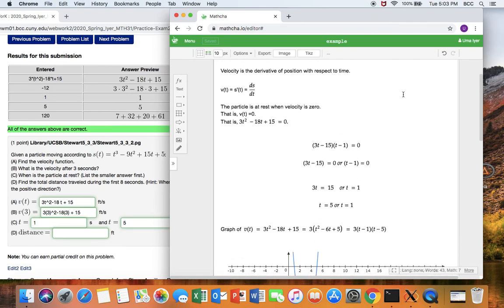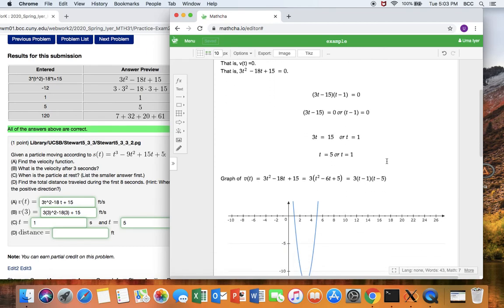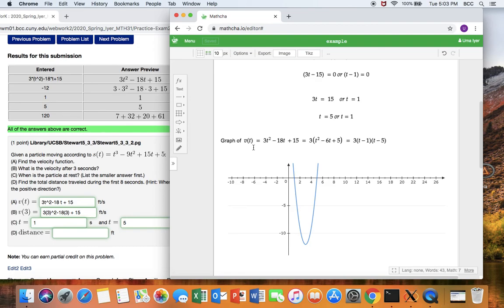Recall our velocity. Velocity is the derivative of position. We calculated the velocity to be 3t squared minus 18t plus 15. Setting this to 0 gave us t equals 5 or 1. Now 3t squared minus 18t plus 15 factors like this: 3 comes out common, t squared minus 6t plus 5 factors further. That's how we got the 1 and the 5.